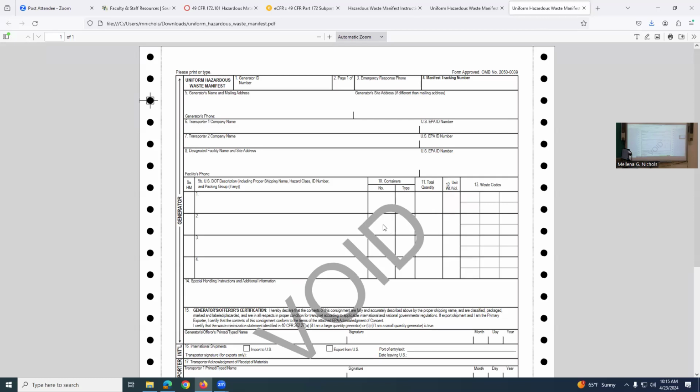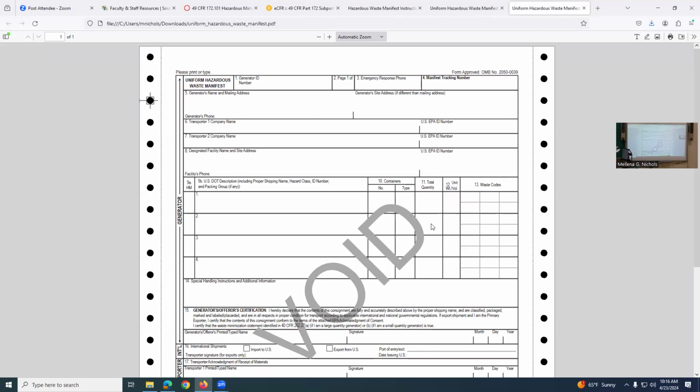All right, now we're to the containers, and we said that we were going to have 2 of these, so we're going to put a number 2 in that first column under number 10. And then the type, plastic drums, we know from looking up the last one what that code is. Yeah, DF, so put that in.